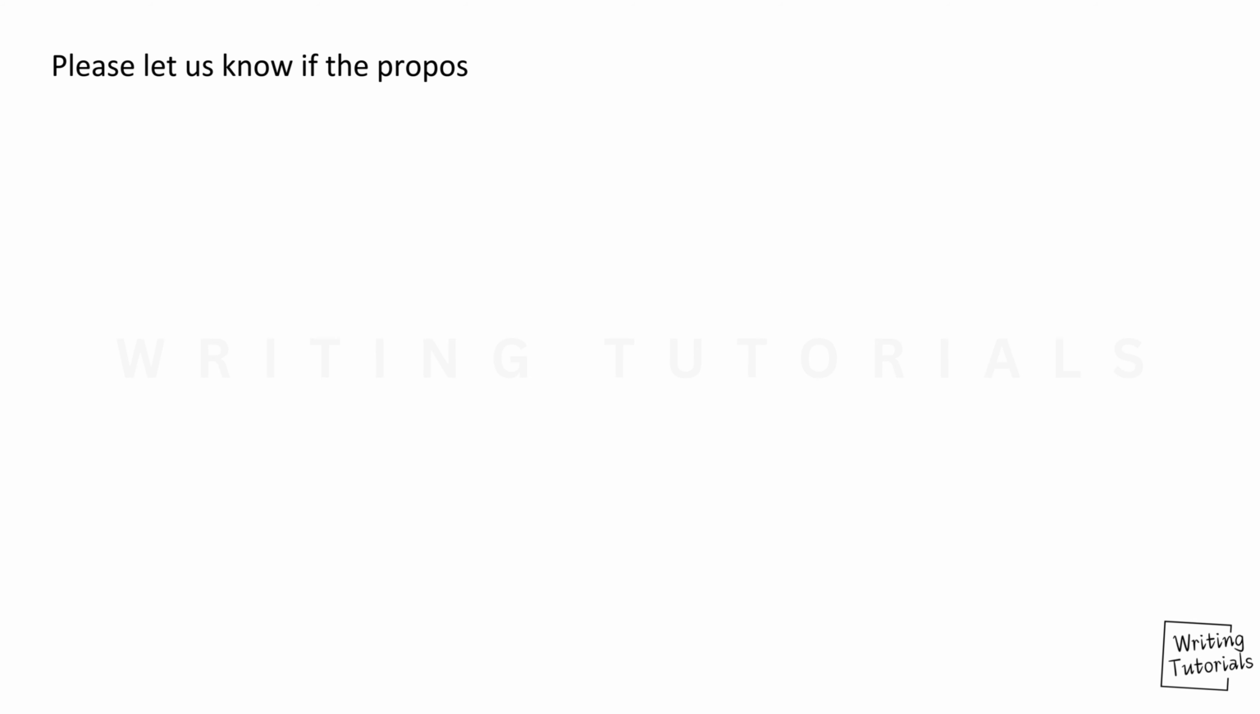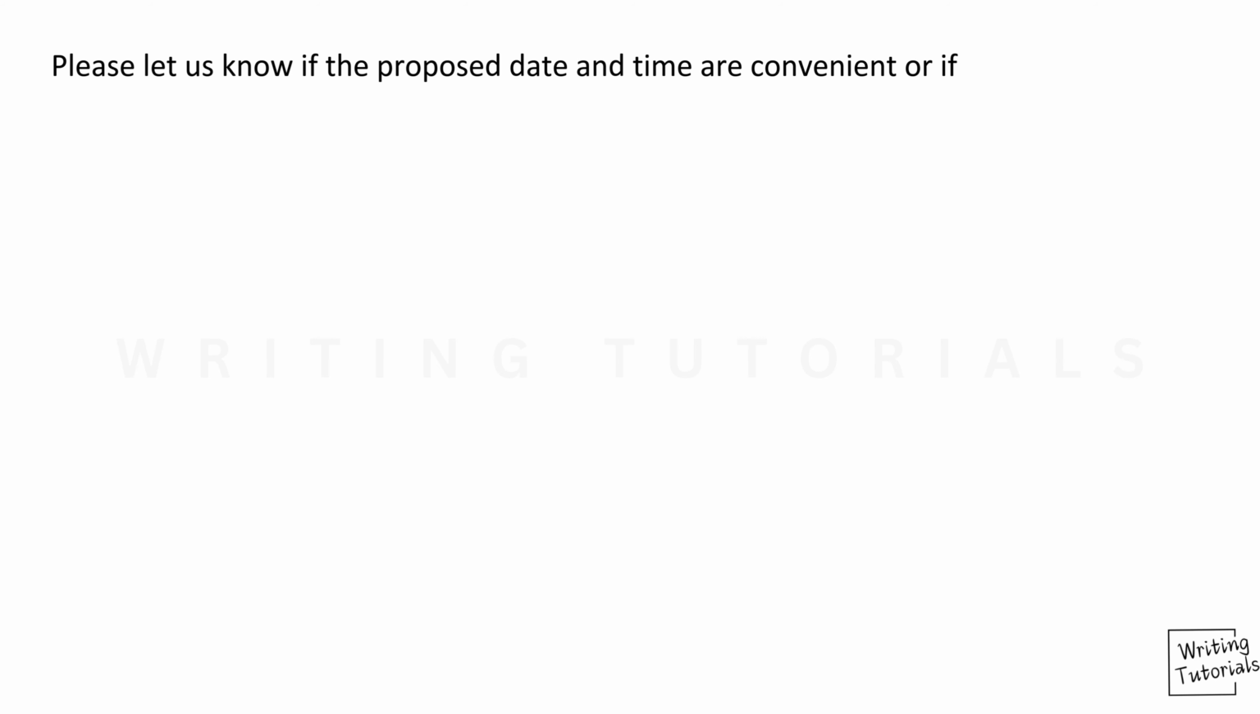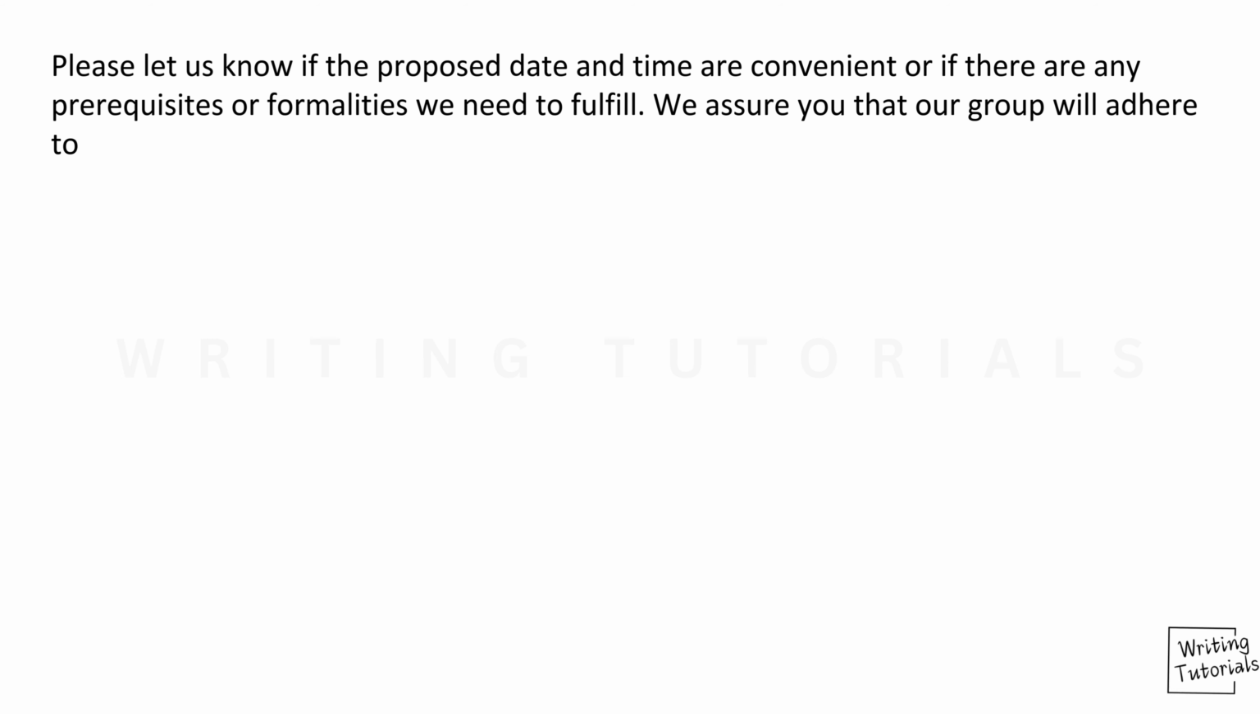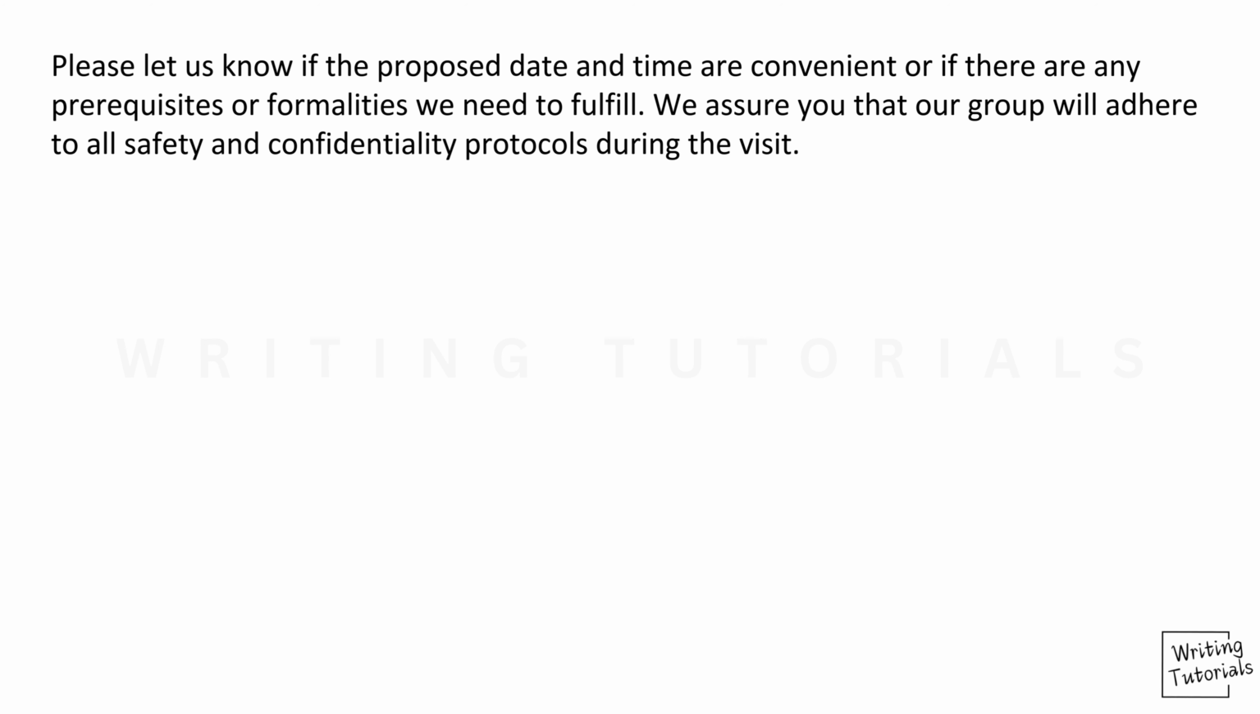Step 9. Request for confirmation. In the next paragraph, we ask for a response. Please let us know if the proposed date and time are convenient, or if there are any prerequisites or formalities we need to fulfill. We assure you that our group will adhere to all safety and confidentiality protocols during the visit. Here, the sender politely asks for confirmation and offers flexibility in case changes are needed. This paragraph also reassures the recipient that the visit will be conducted responsibly, which is especially important for industrial settings.